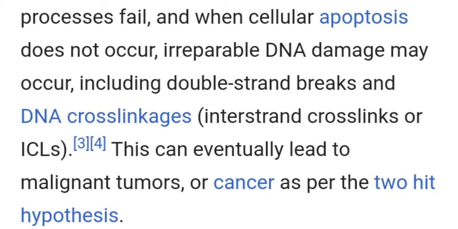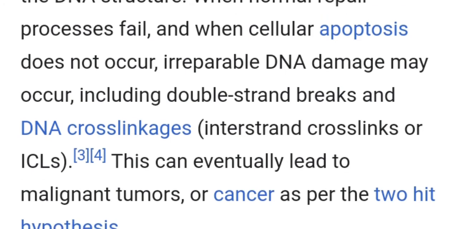Here it is saying inter-strand cross-link. Inter-strand means between the two strands, as DNA is double stranded.